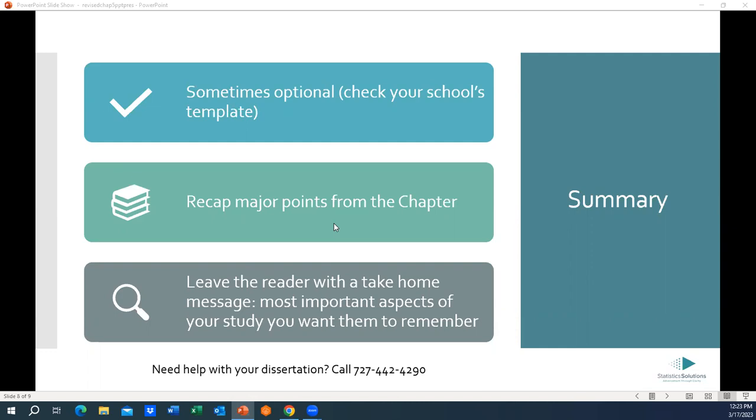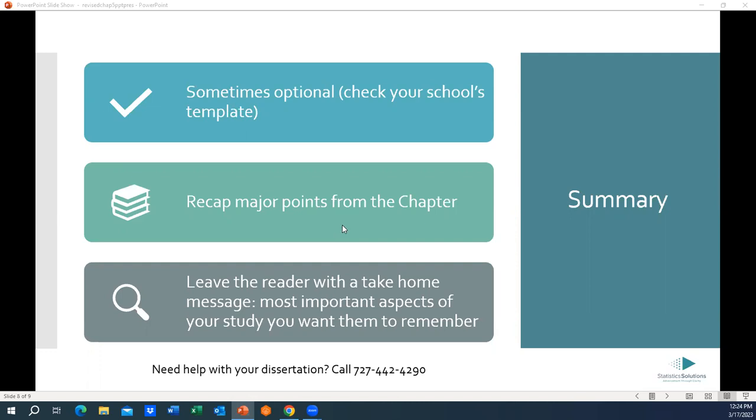And since it is the end of the whole dissertation too, don't just recap major points from the chapter, but also leave your reader with a take-home message. This is the most important things about your study that you want them to remember. So your findings that were most relevant, most significant, or most important, you want to reemphasize those. Basically, you want to sell your results, sell the major points from your study. Leave the reader with a take-home message.